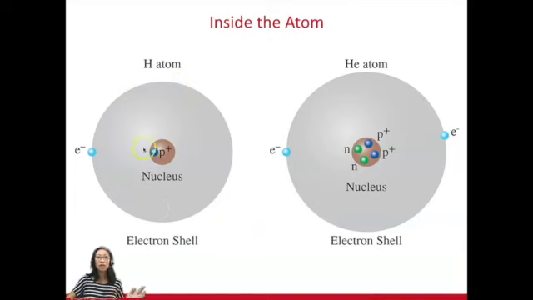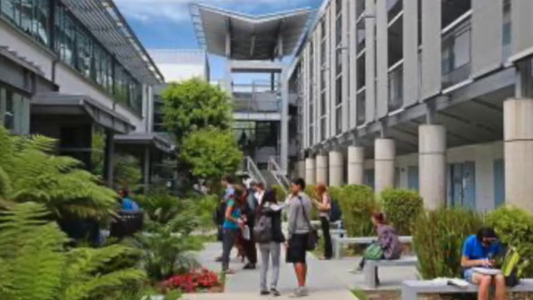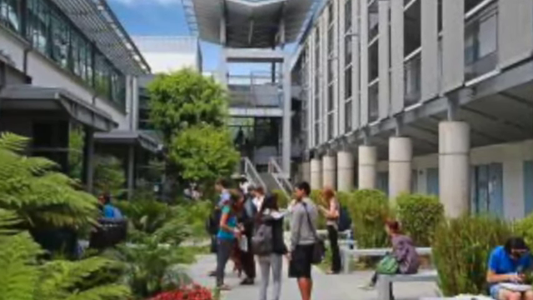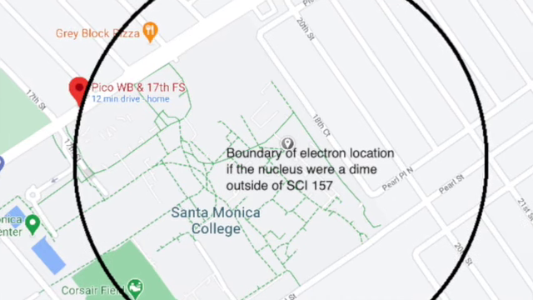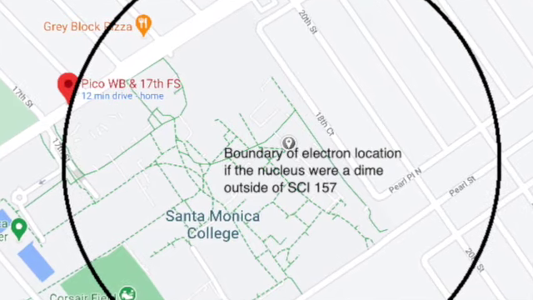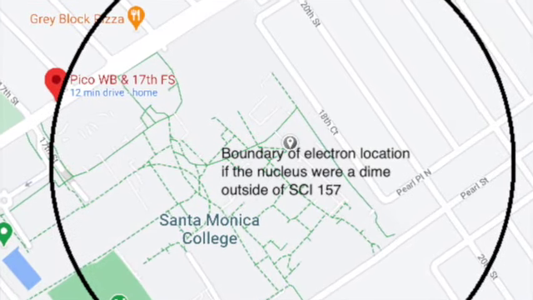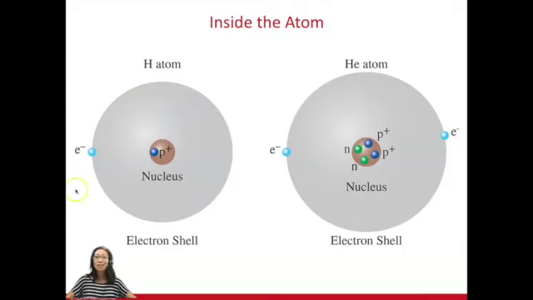Now, the electron doesn't fill up all this space because there's only one lonely electron. You can think of this space as like the neighborhood where the electron can be found. So, for instance, if I were on the SMC campus and I put a dime down on the ground in the middle of the science building, that dime would be equivalent to the size of the nucleus. A ton of space around the nucleus, a lot more than is shown here.